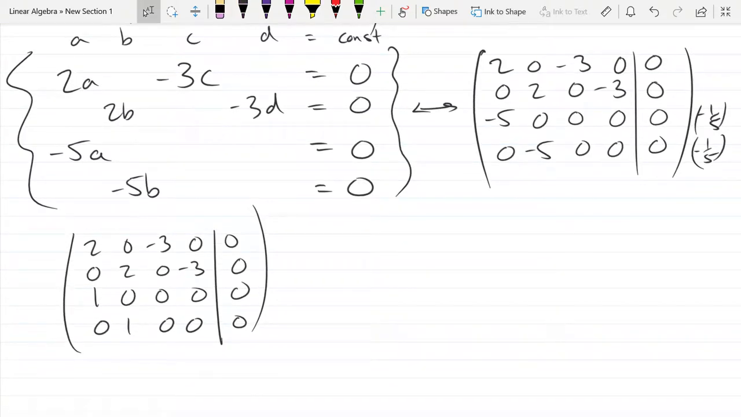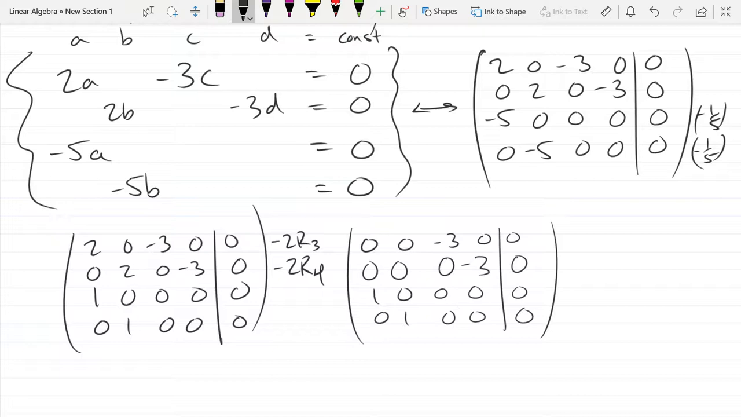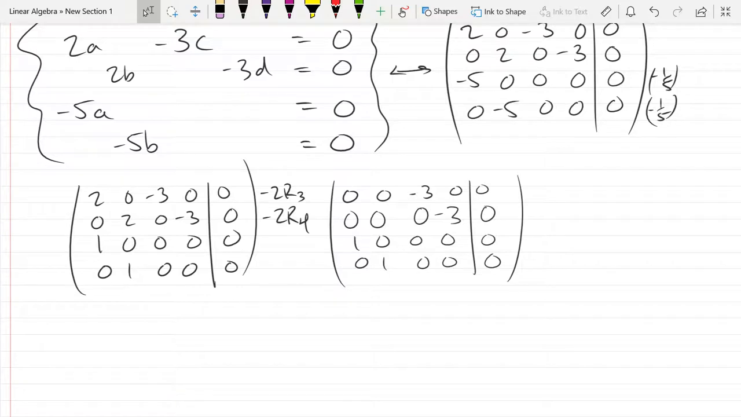And then we'll get those twos out. So we got minus 2 row 3 and minus 2 row 4. So we got first row is now 0, 0, negative 3, 0, 0, 0, 0, 0, negative 3, 0, 0, 0, 0, 0. This is not good. All right, so I can say that A, B, C, and D all have to equal 0 right here.